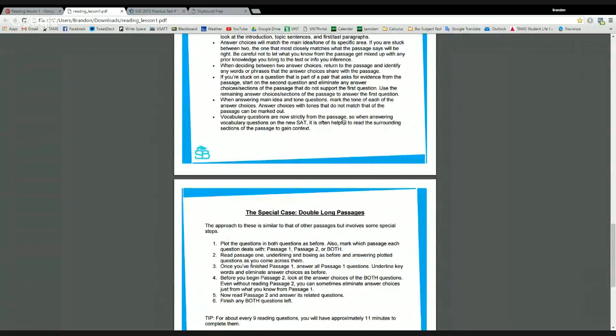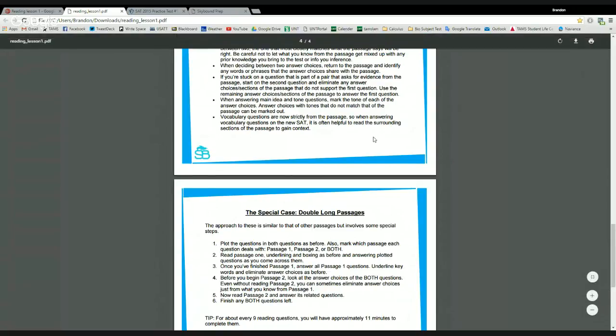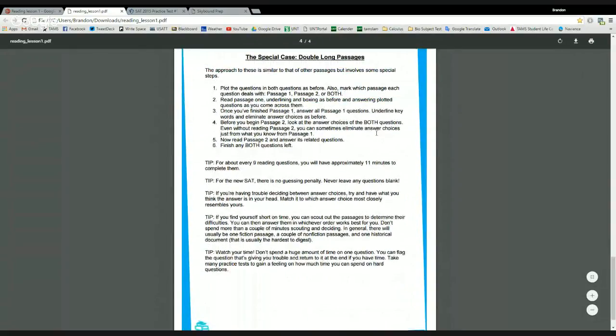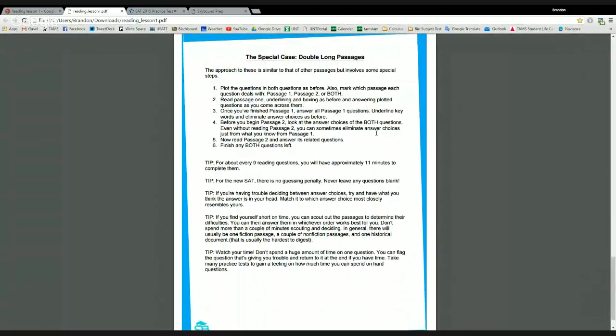Alrighty, vocab questions are not strictly from the passage. So when you're answering vocab questions on the NeoCT, it is helpful to read the surrounding sections. So again, just read in context, a few lines above and below the lines given. You should always use that to answer your questions.